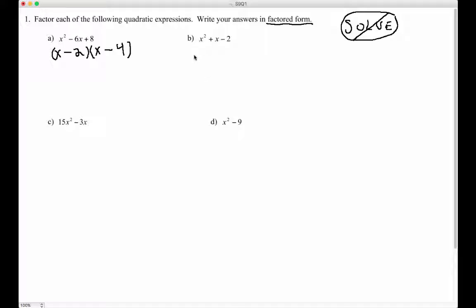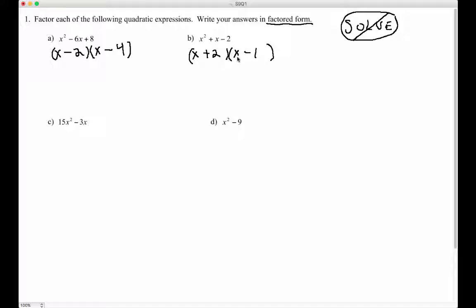All right, let's take a look at part B here. Similar sort of beast. First of all, the product of our firsts is going to be x times x, or an x squared. The product of my lasts came out to be a negative 2. So I need two numbers that when I multiply them together give me negative 2, and when I add them together give me a positive 1. I think if I put in a positive 2 and a negative 1, that should work.